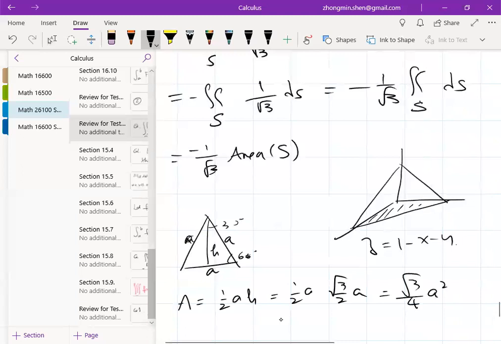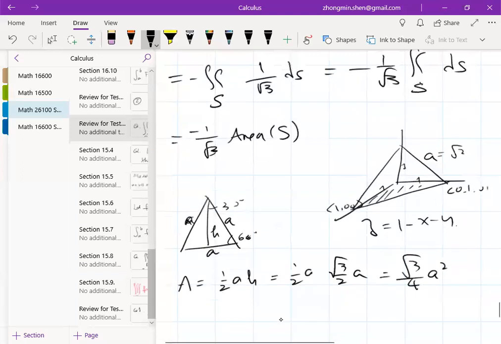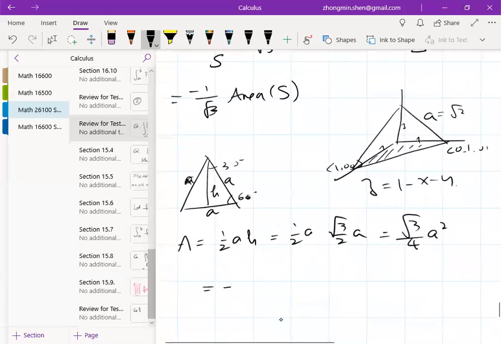But what is our a here? By the Pythagorean theorem, a is going to be square root of 2, because this is (1, 0, 0) and this is going to be (0, 1, 0). So the distance here is square root of 2. After you simplify, it is going to be square root of 3 over 2. That is the area of this triangle.